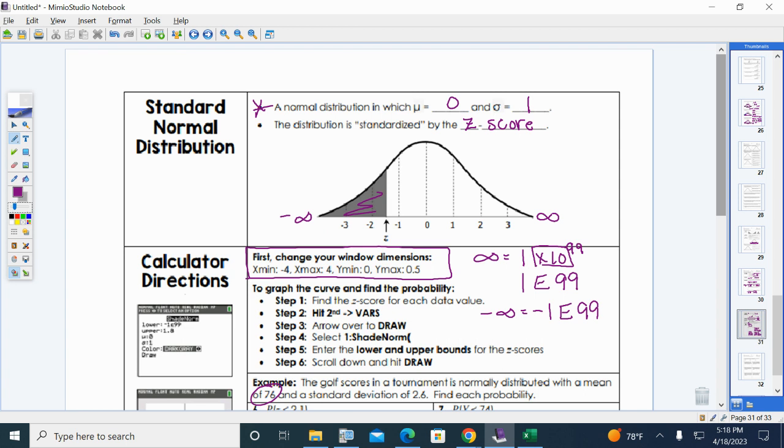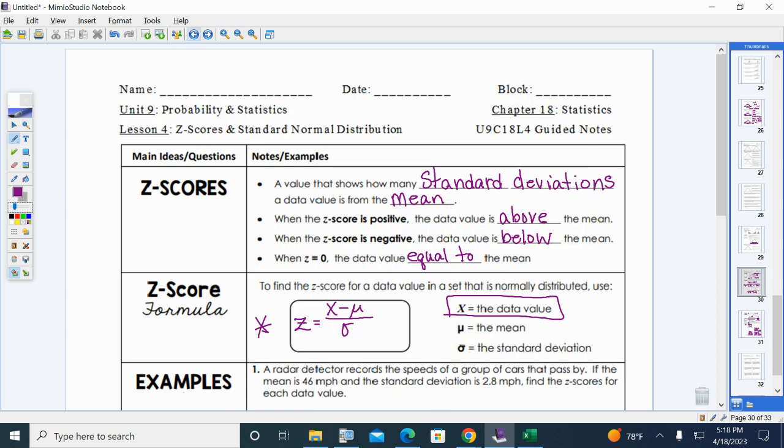So there are your notes for chapter 18, lesson number 4 on your z-scores and standard normal distribution.